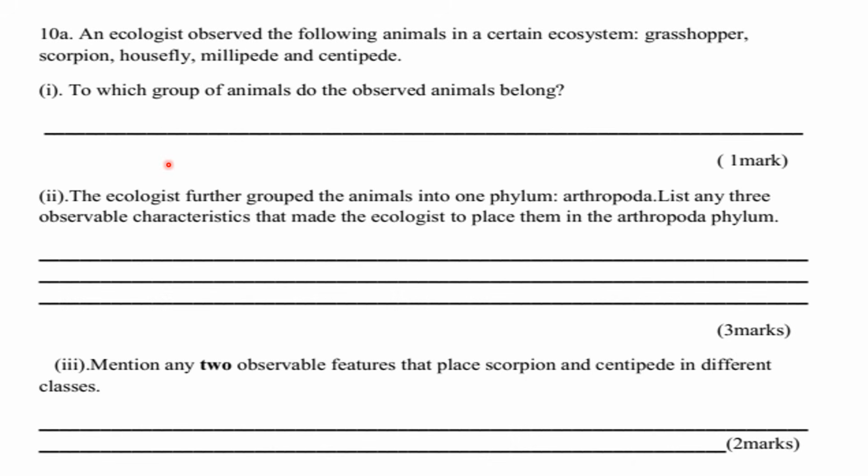Question number 10, we are getting towards the end. An ecologist, while studying ecology, observed the following animals in a certain ecosystem: grasshoppers, scorpions, houseflies, millipedes, and centipedes. To which group of animals do the observed animals belong? Grasshoppers, scorpions, houseflies, millipedes, and centipedes belong to a group of animals called arthropods.